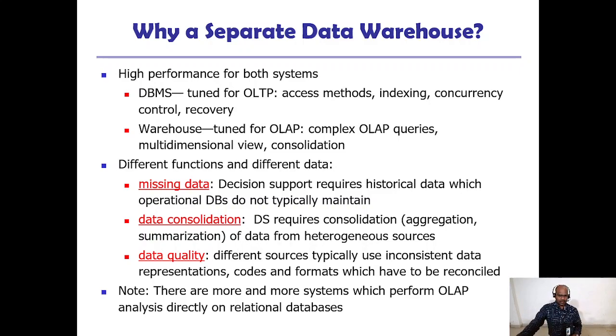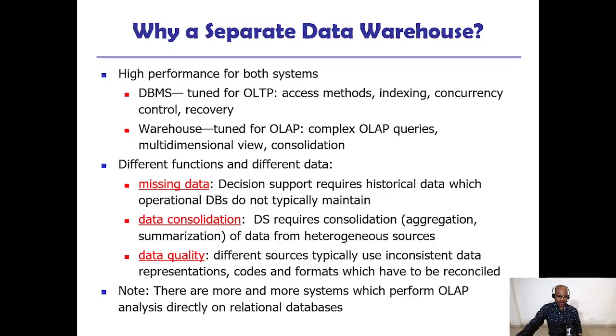Next, we need to consolidate data. So data store requires consolidation, meaning we will perform some operations like aggregation and summarization of data from heterogeneous sources. We need to maintain data quality for analyzing the data warehouse. Different sources typically use inconsistent data representations, codes and formats, which have to be reconciled, meaning we have to convert those formats into a unique format. Then only we can analyze the data, which gives qualitative analysis.